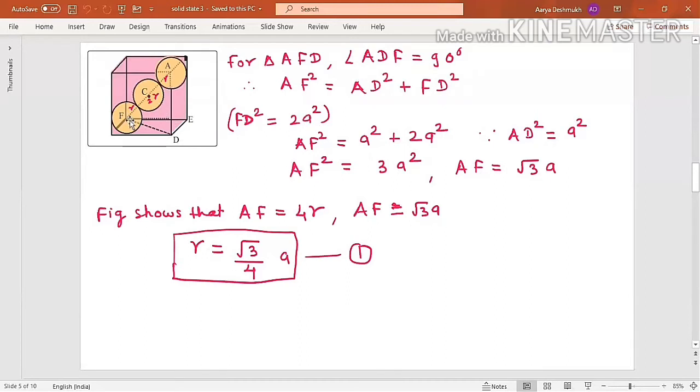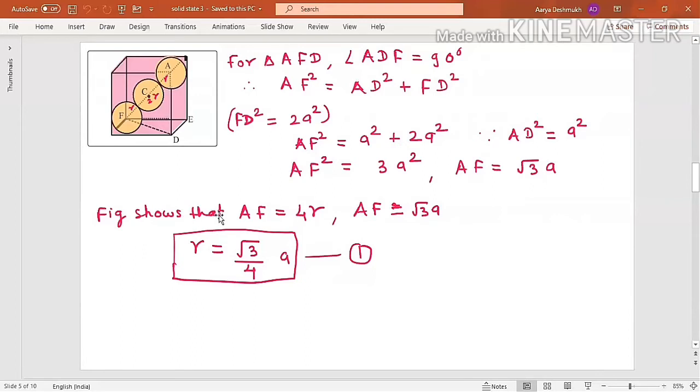FD square, this body diagonal, as we already studied, is equal to twice A square. Now substitute here, AF square equals AD square, which is A square, plus FD square. From the earlier discussion, we know that FD square is equal to twice A square. So A square plus twice A square, and you get AF square equal to 3A square. Okay, now AF will be equal to square root of 3 times A.